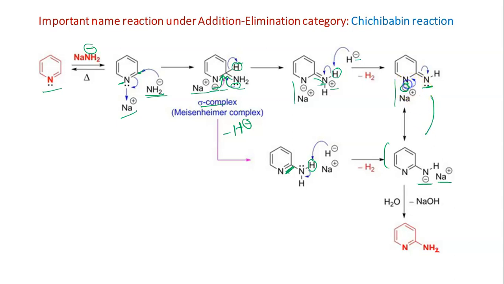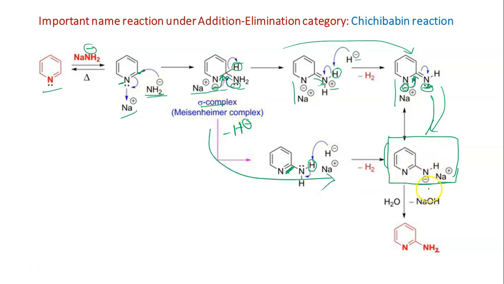By this, the negative charge will be shifted here. Now the negative charge is over here. So we can get this molecule either by following this path or this path. Both are possible. Okay.